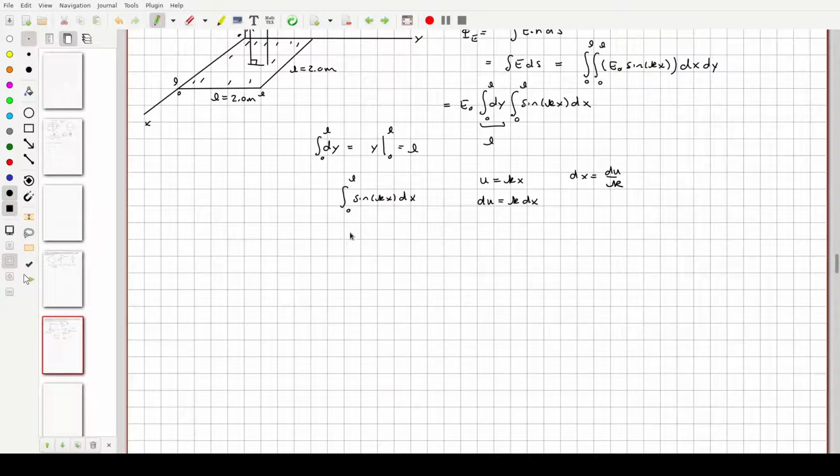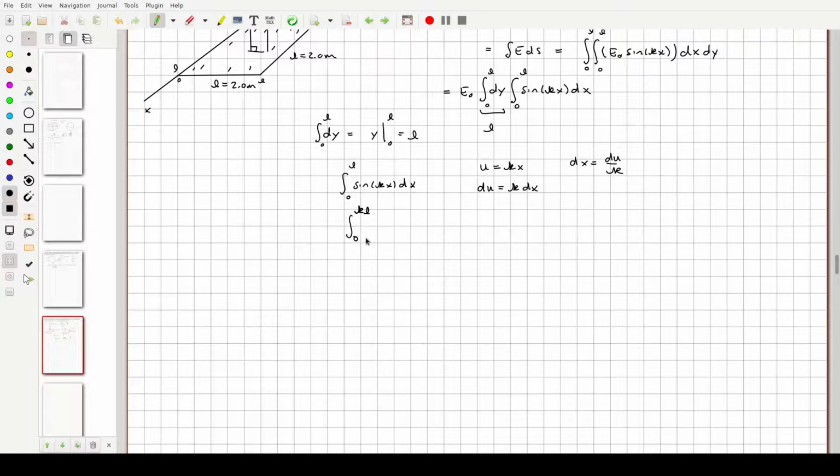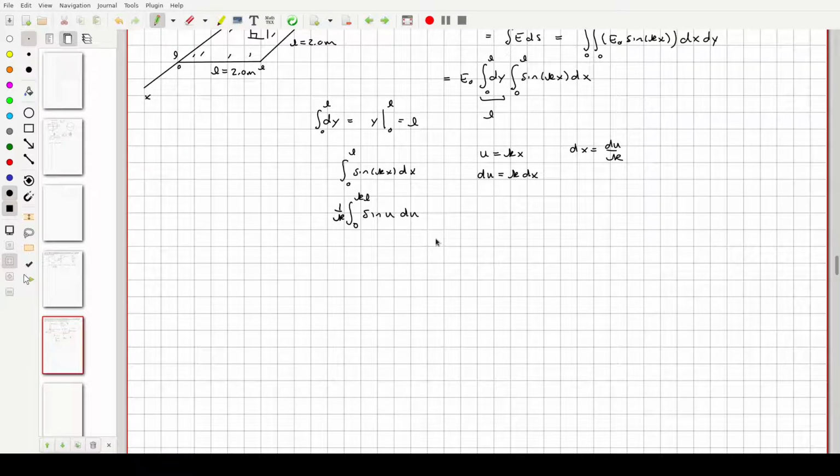Now, when I do that, what that does is it changes my limits of integration. At the bottom, if I plug in 0 into x, that means that u is still 0 there on the bottom. Here, if I plug in L into x, this is k times L. So that's my upper limit of integration. It's changed. So now I'm just integrating sine of u, du. dx is the same thing as du over k, so I have to pull a 1 over k out there. Okay.